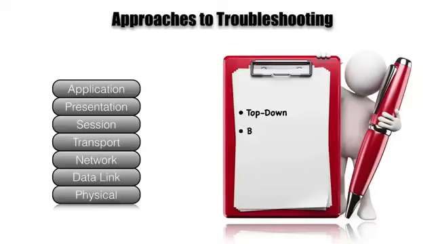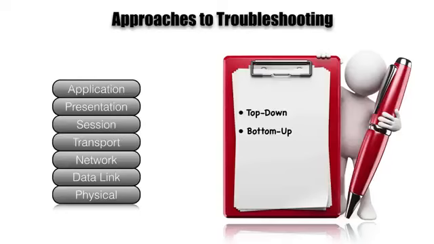Another approach is to use a bottom-up approach, starting at the physical layer and working our way up. Here we're looking at things like cabling. Is the device plugged in? Is the router plugged in? Is the switch plugged in? And if it is, we can move up to the data link layer where we're making sure that our switches have learned appropriate MAC addresses. Then we can move up and make sure that the routers know about routes to get to a destination network.